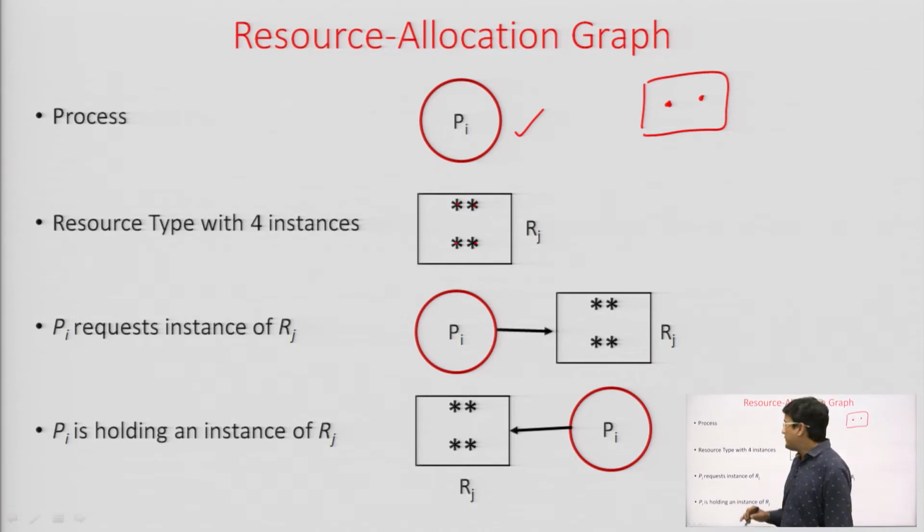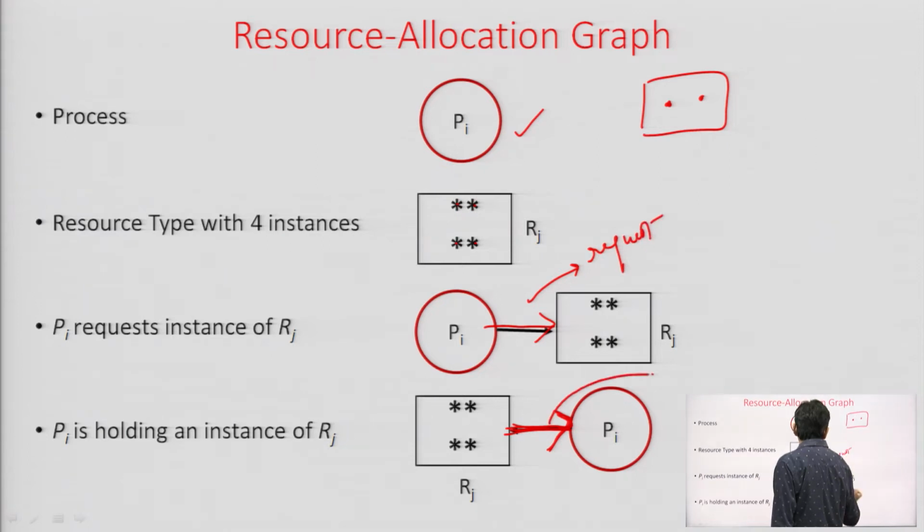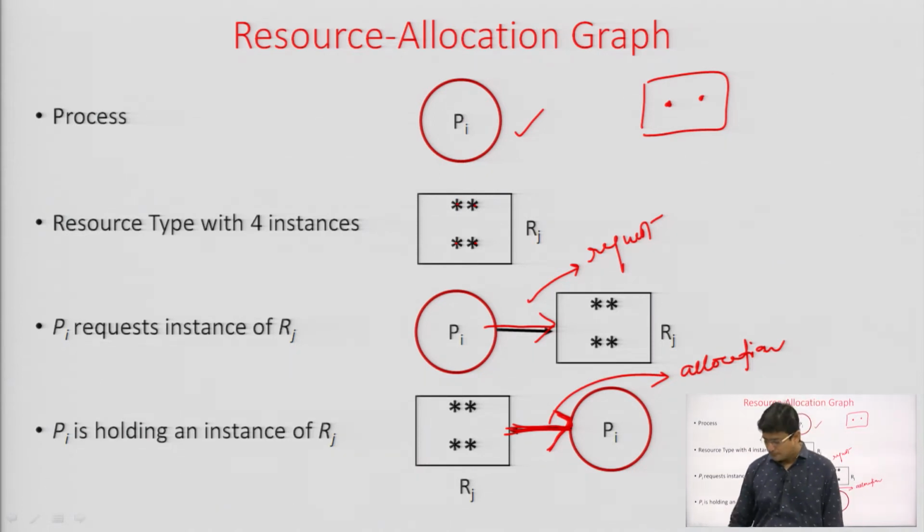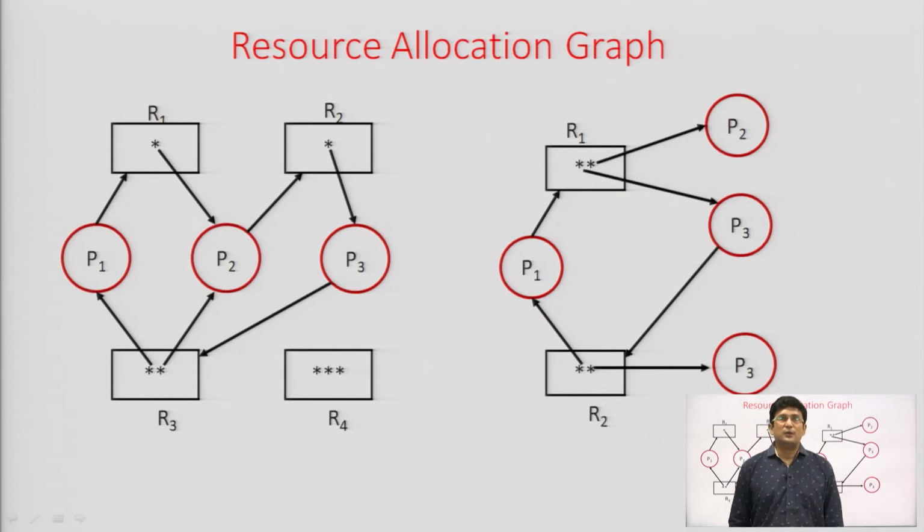If a process is requesting for a resource, then a request edge comes from Pi process to Rj. If the resource is allocated to the process, there will be an edge from resource to the process. So, this is the request edge and this is the allocation edge. In the allocation, the arrow will go from resource to the process, and in the request the edge will go from process to the resource. Now, these 2 diagrams are showing the representation of the process and the request.